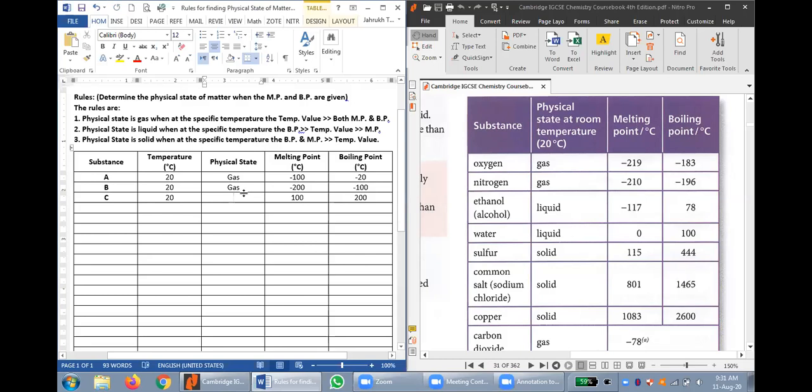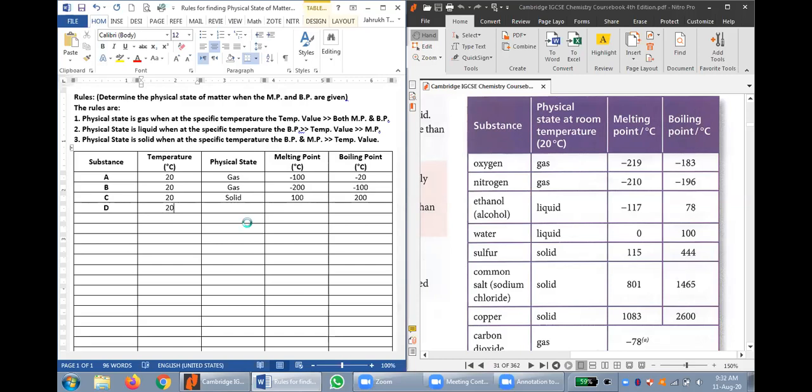Very good, solid. Okay? And the reason is because the melting point and the boiling point are both bigger than the given or the specific temperature value, right? So next question, Afnan. Thank you, Adan.